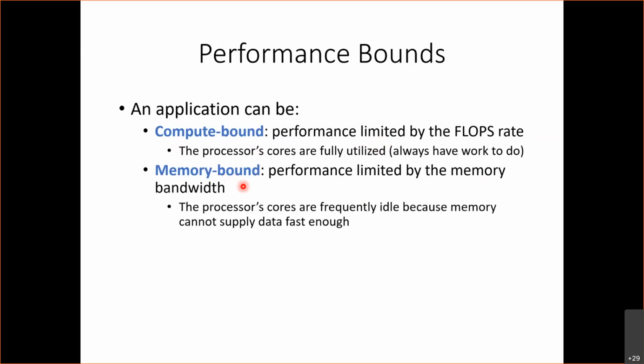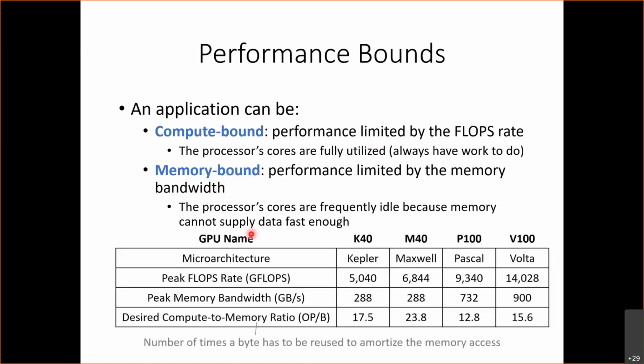Okay, now if we look at these different GPUs that we just saw, you'll notice that the flops rate tends to be higher than the memory bandwidth, right? For example, in the Volta V100, we can execute 14,028 gigaflops per second, but we can only provide the cores with 900 gigabytes per second.